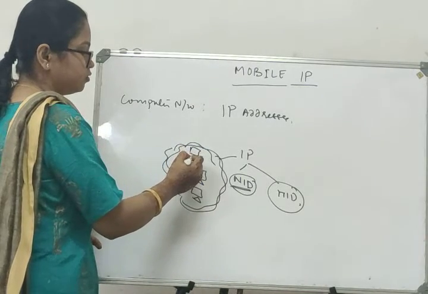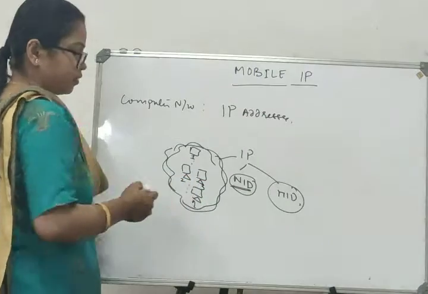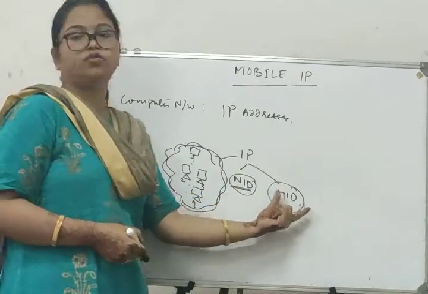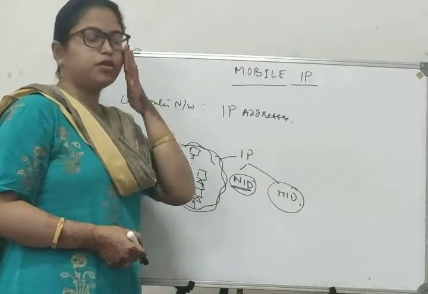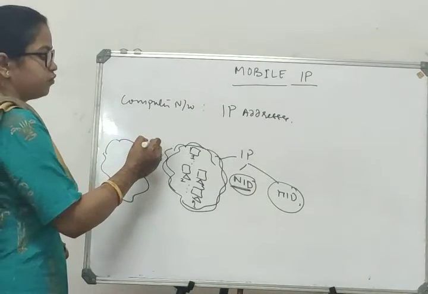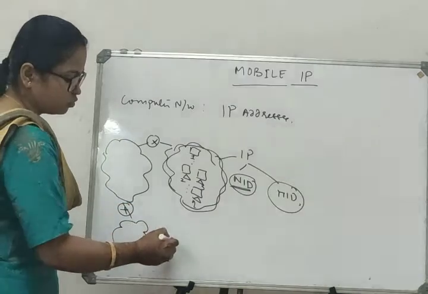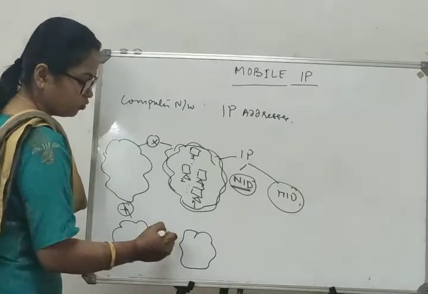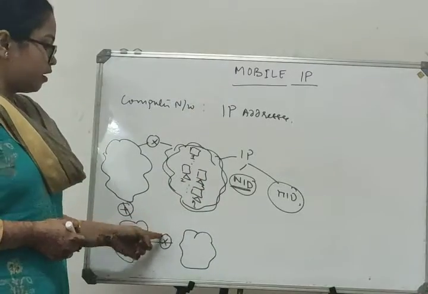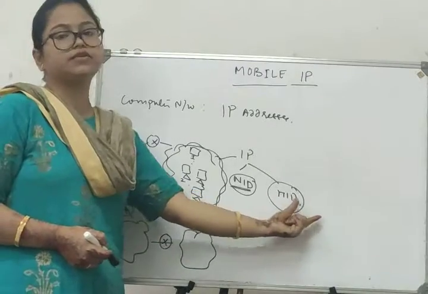Suppose in a network there are various hosts: host number 1, 2, 3 and up to n. Within the network, how to identify a particular host is given by the host ID, and the network ID gives us the information about which network to connect to. There are various networks connected by routers, so these routers need to know the network ID, and within the network, to which host to send is given by the host ID.